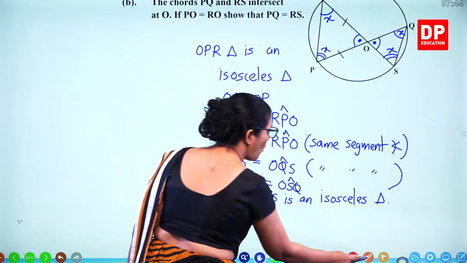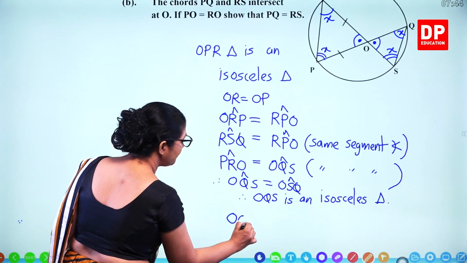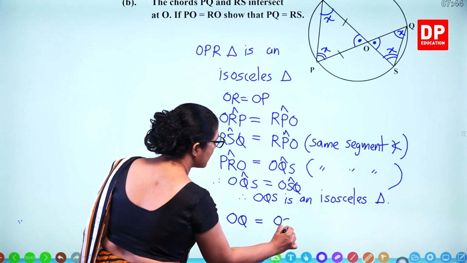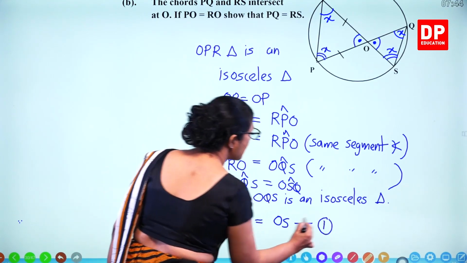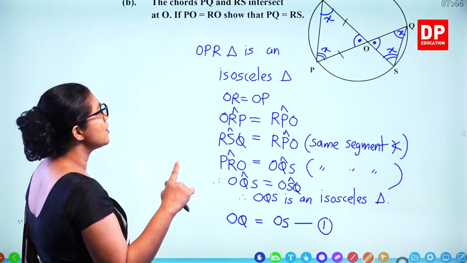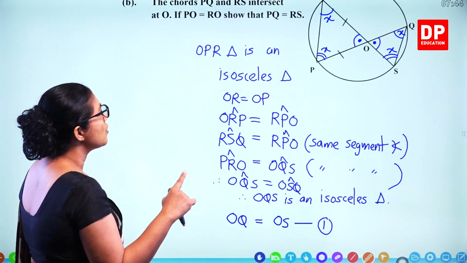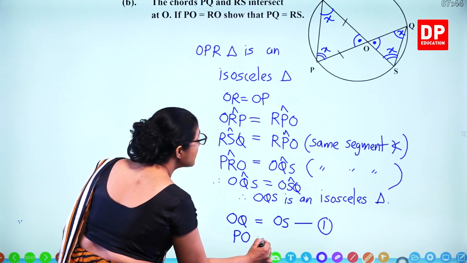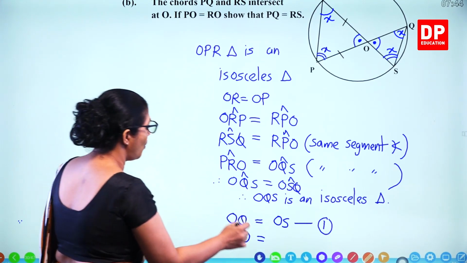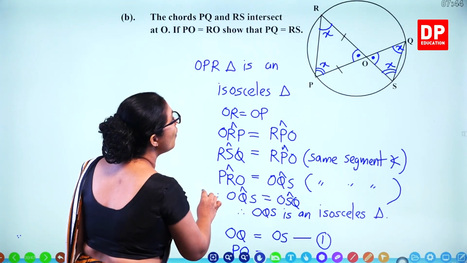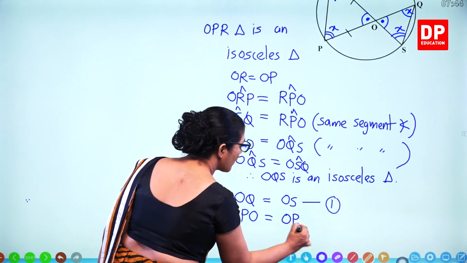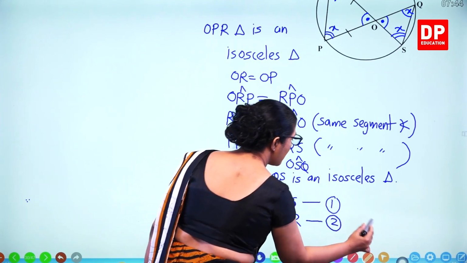Then we can say OQ is equal to OS. That's our first equation. OQ is equal to OS. But we know PO is equal to OR. That's given. That's our second equation.